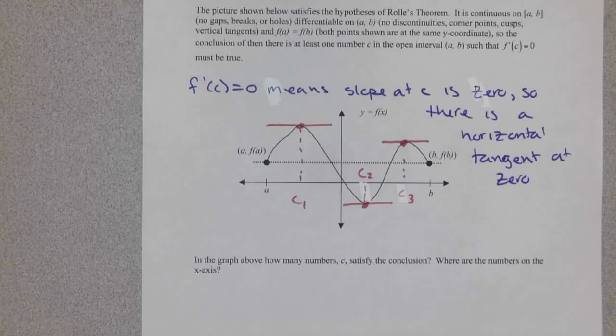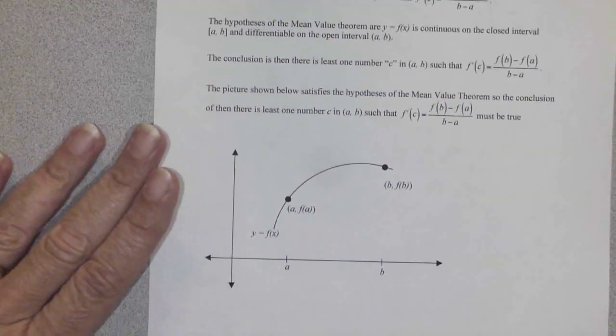And like I said, if we were a proof-oriented class, we would need Rolle's theorem in order to prove the mean value theorem, at least to prove it more easily. So now the mean value theorem.